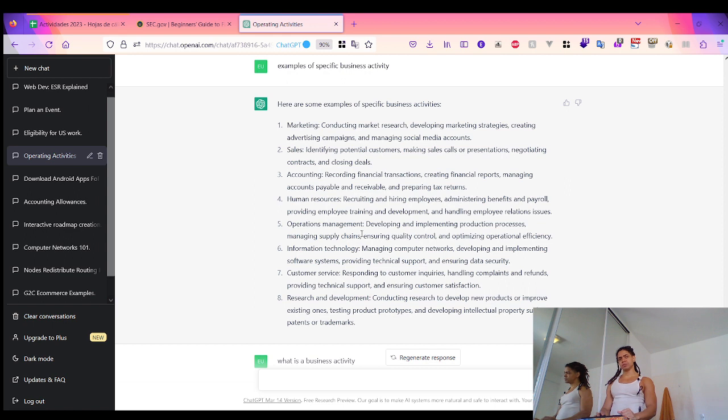In operations management: developing and implementing production processes, managing supply chain, ensuring quality control, because of course once you purchase something, you want to know if it actually comes as expected, and optimizing operational efficiency.